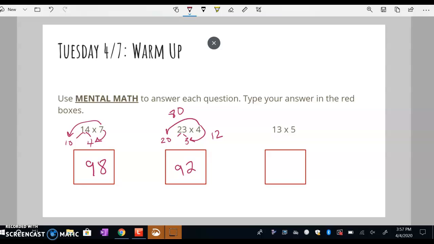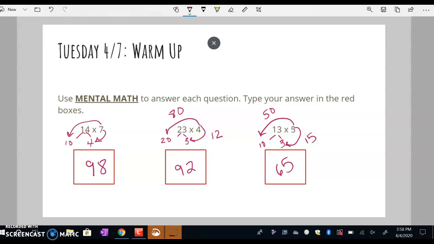If I break this one apart, I'm going to break the 13 into 10 and 3, and then I'm just going to multiply each of these by 5. So 5 times 10 is 50, 5 times 3 is 15, and 50 plus 15 is 65.